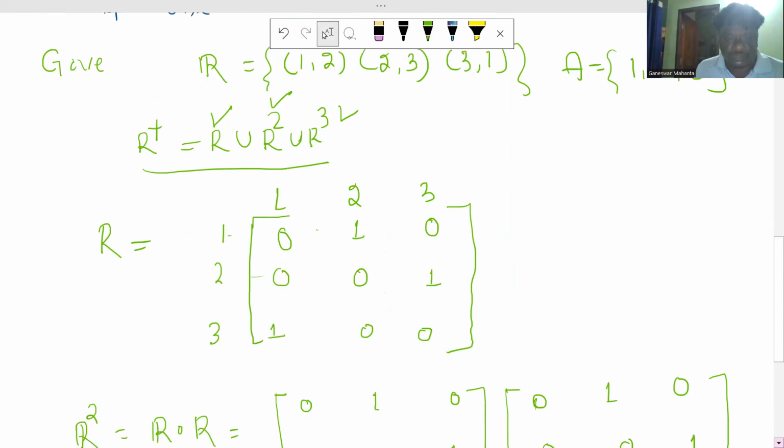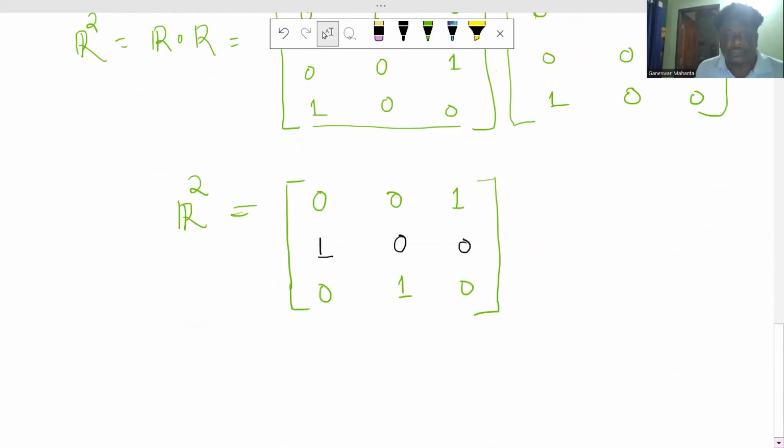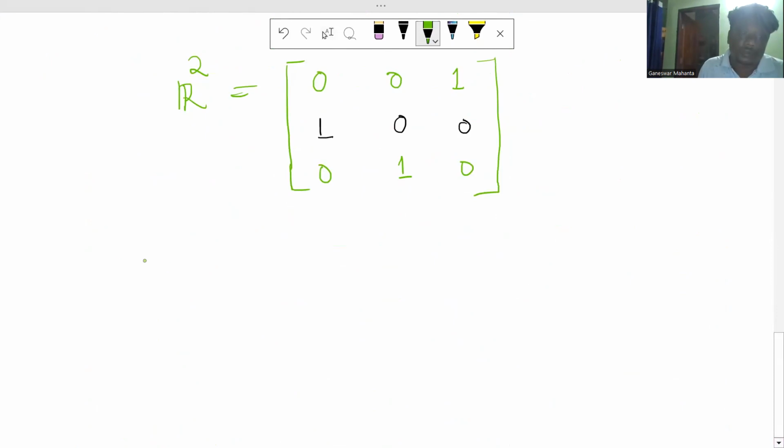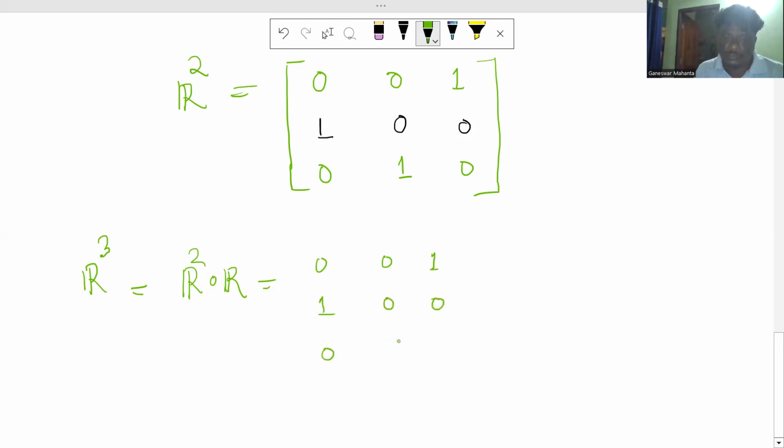So we evaluate R cube. And how to evaluate R cube? We can evaluate it now. The R square relation we can also produce here. So R cube can be evaluated as R square into R. Just remember, R square composition with R. R square is already evaluated: 0, 0, 1, 1, 0, 0, 0, 1, 0. This is R square, and multiply it with R.